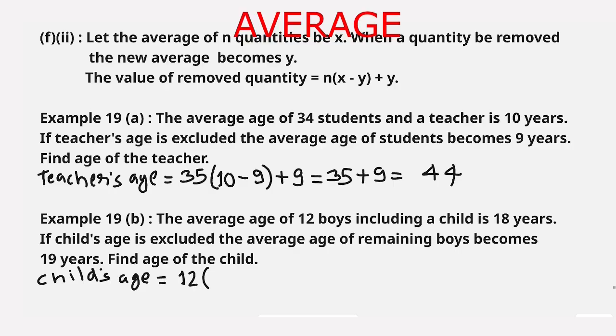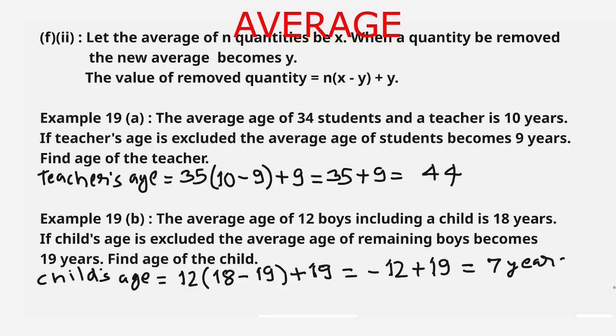Now the initial average is 18 years. And when the age of the child is excluded, the final average becomes 19 years. So it will be 18 minus 19 plus final average, which is 19. This is equal to 12 multiplied by 18 minus 19, which is minus 1. So this will be minus 12 plus 19. Minus 12 plus 19 is 7 years. So the child's age was 7 years.